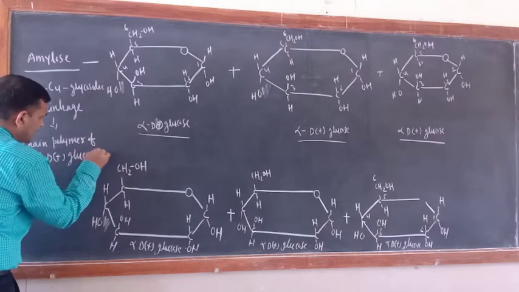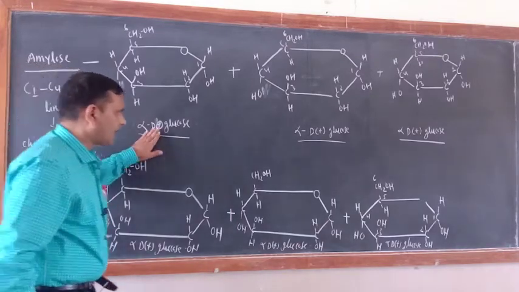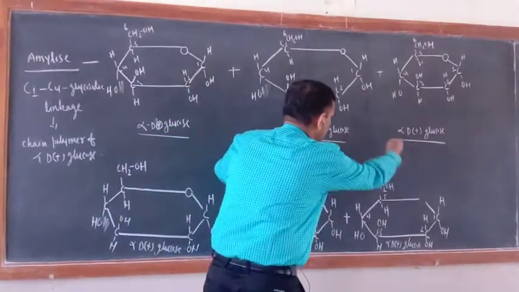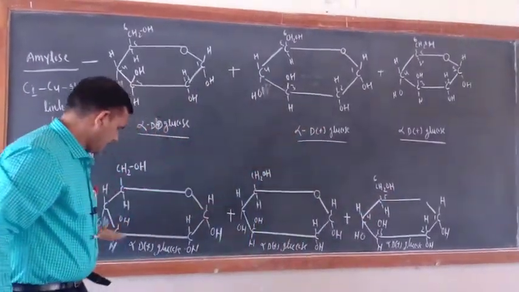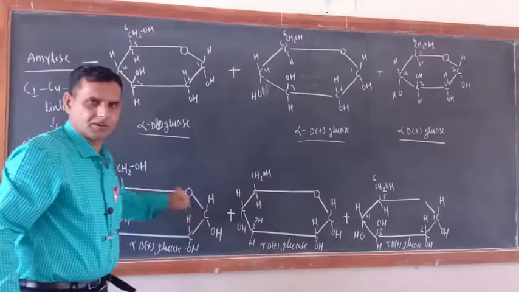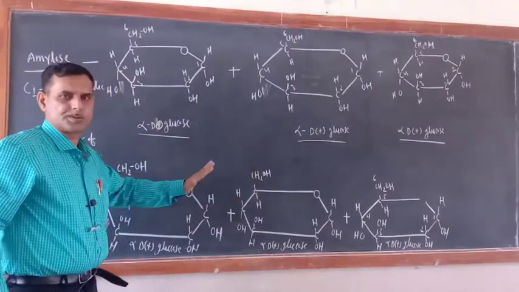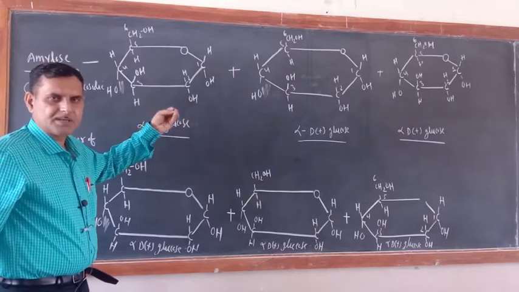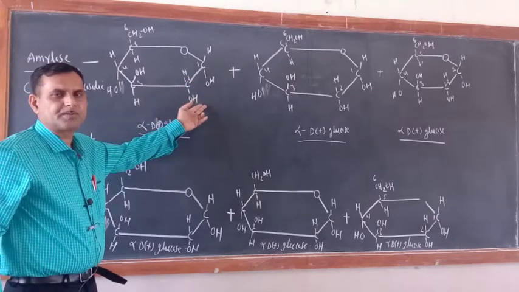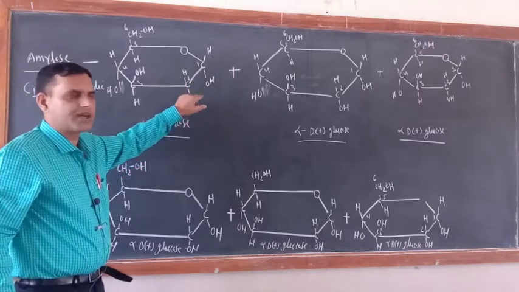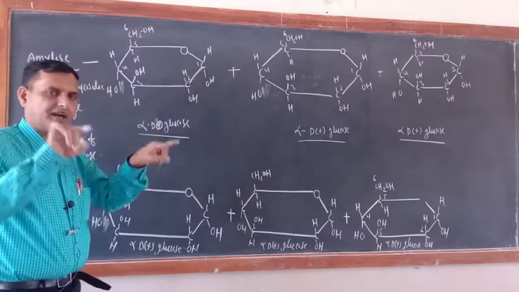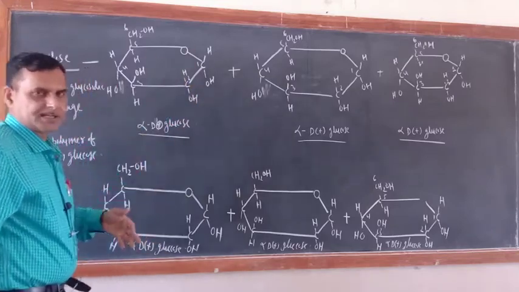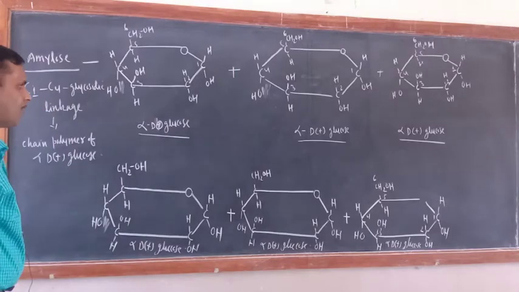Correct? Yes. So just see, this is alpha D glucose, this is also alpha D glucose, this is also alpha D glucose. They are also alpha D glucose only. Okay, I made two rows. Alpha D glucose very easily you can make, isn't it? Alpha means at the first carbon atom OH will be down. In beta, OH will be up. Okay, already I have explained their cyclic structure, Haworth projection formula.